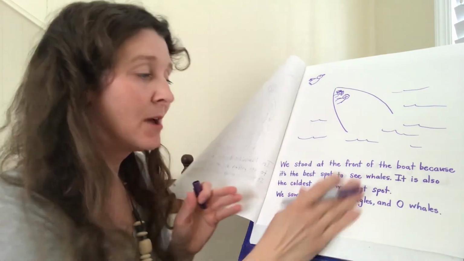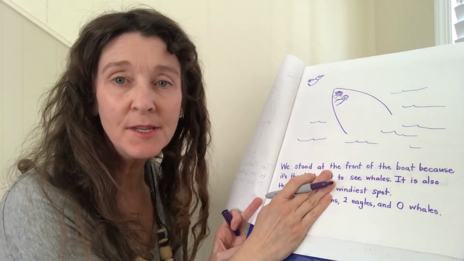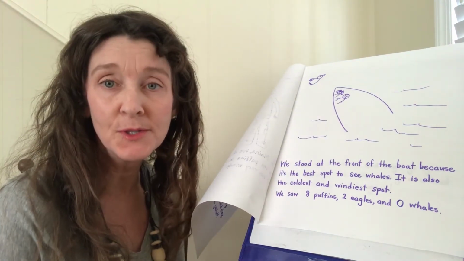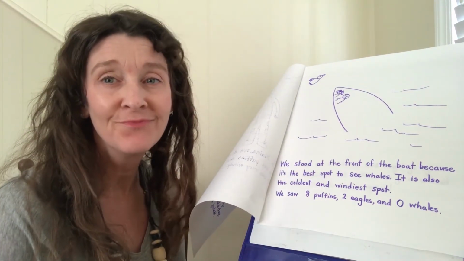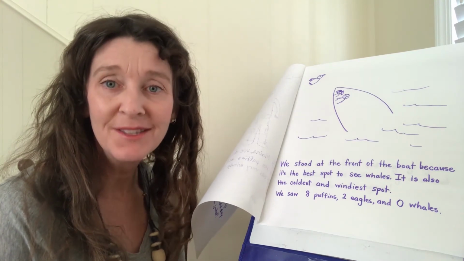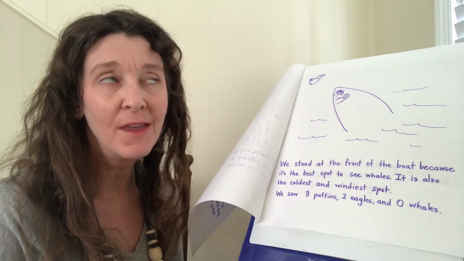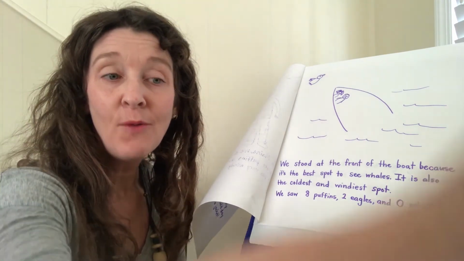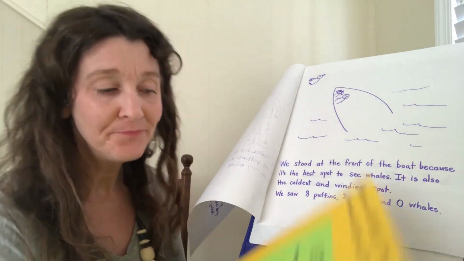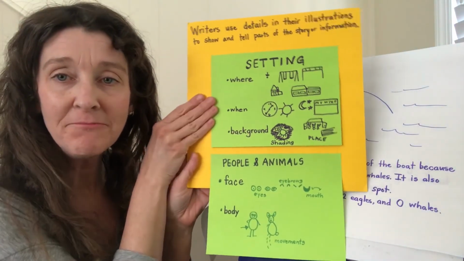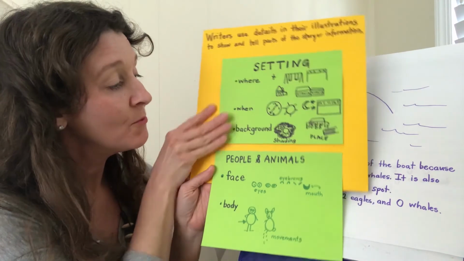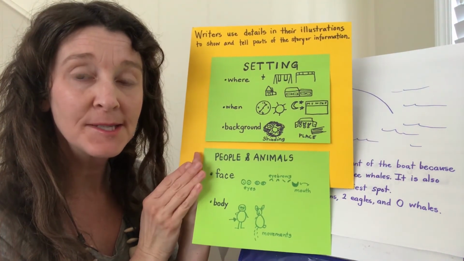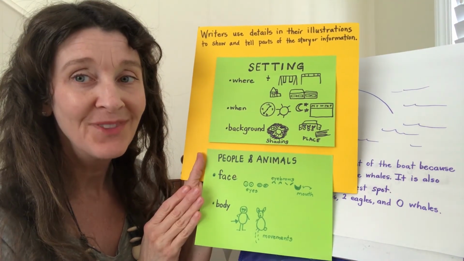Do you see how we thought about what the most important part in the words is? And we used our picture and illustration to show our reader more parts and help them understand the words? You can do that too in your story. Take a look at your story right now and think, do my illustrations show and tell and help my reader understand my story? You can think about the setting, the where, the when in the background, or you can think about the people and animals in your story, their faces and their bodies. Have fun!